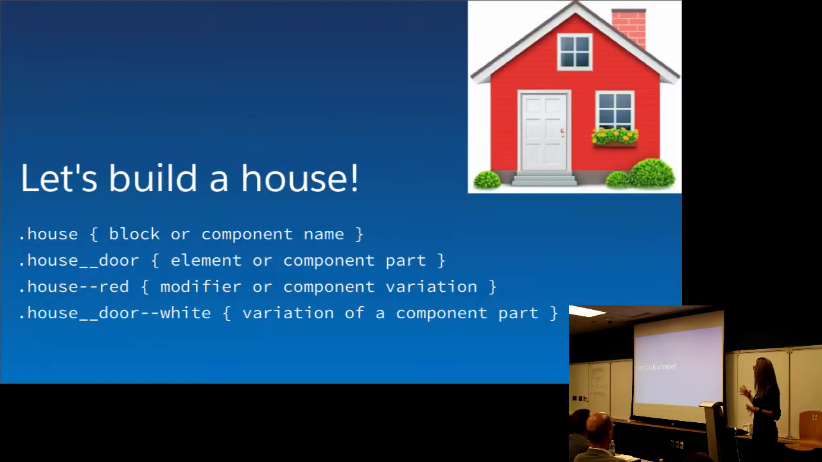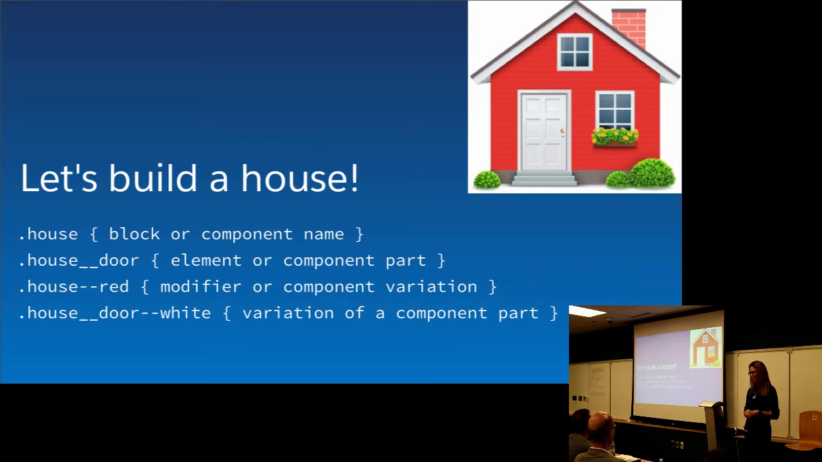So let's look at what BEM is in case some of you haven't heard of it yet. Let's pretend we're building a component, and our component is called house. So this is the block, or the component name. And then we have an element, or a component part, and that's separated with 2 underscores. So the house has a door. This is a part of our house.